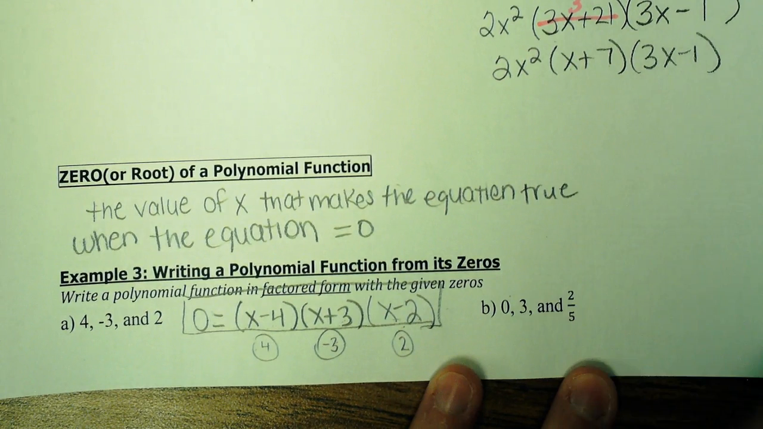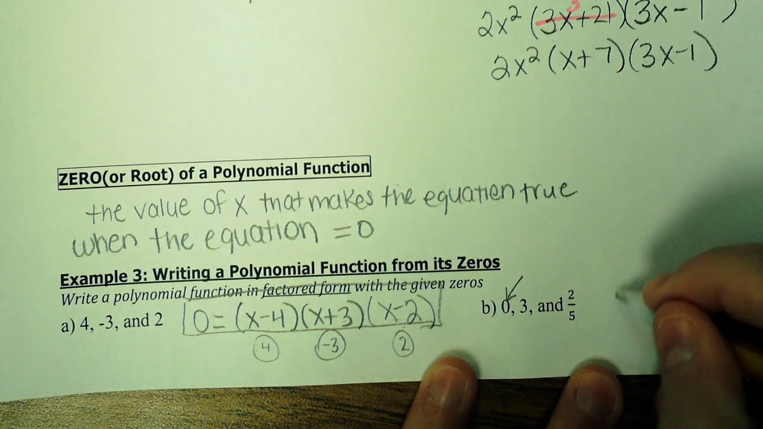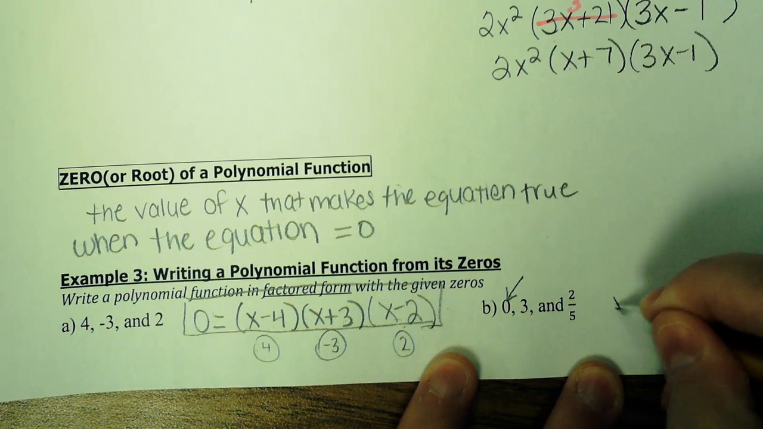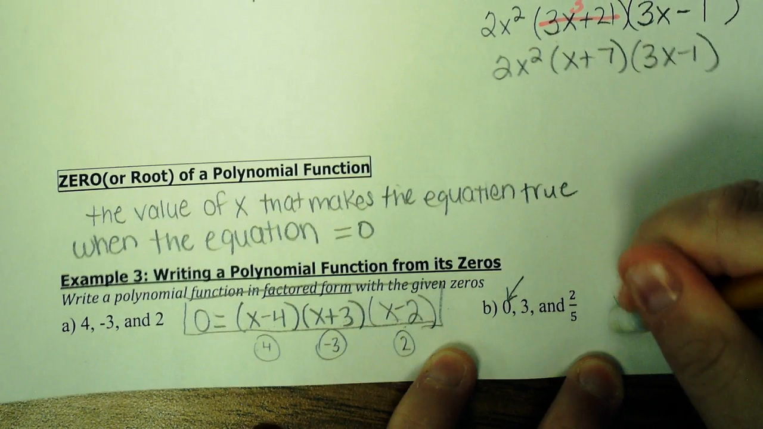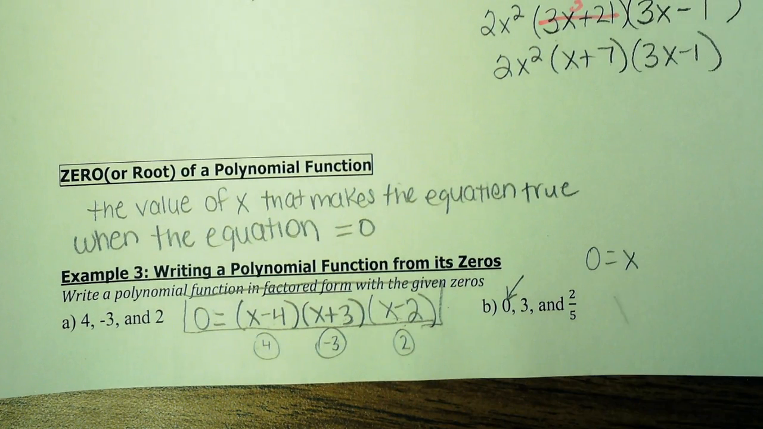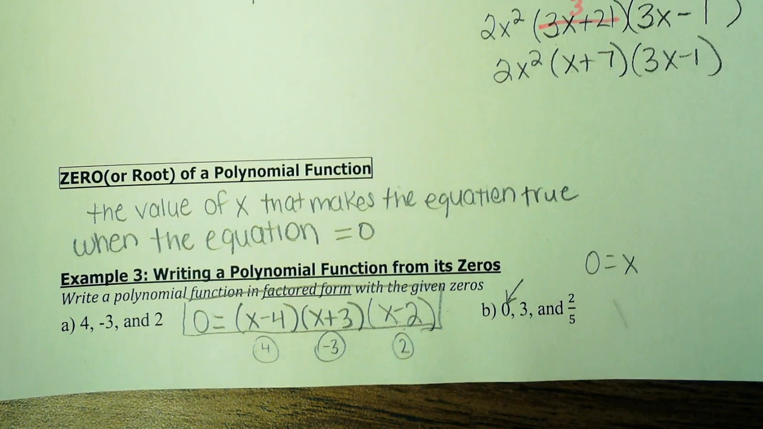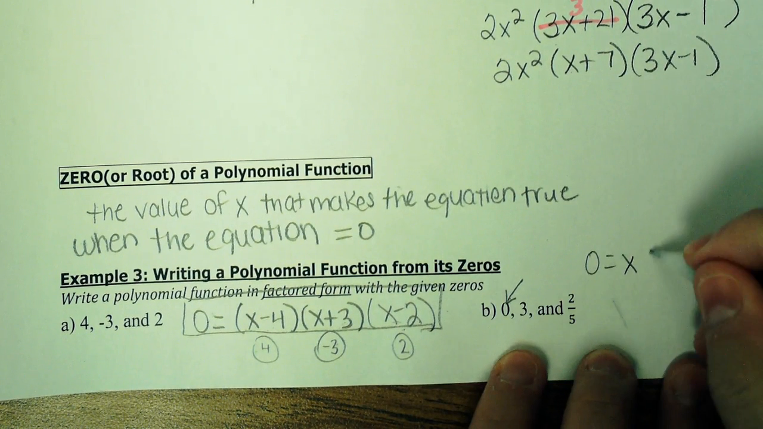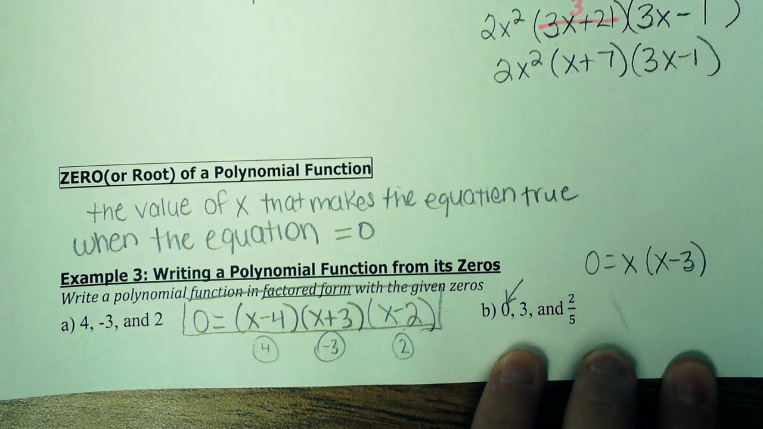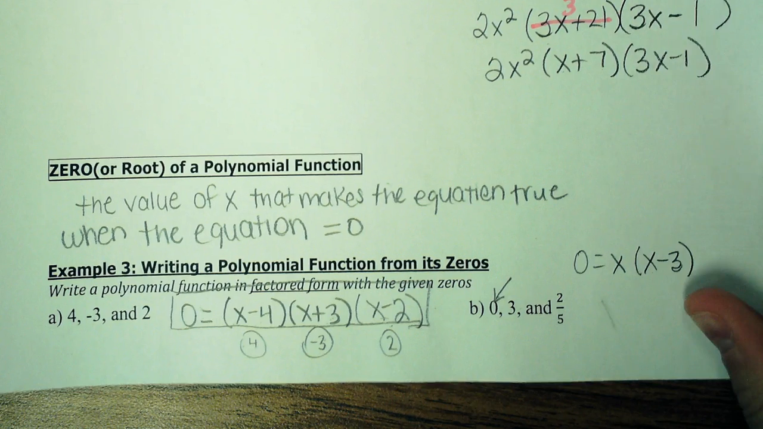Okay, let me show you how to work these. If 0 is one of your answers, you can literally just represent that. Let me start off by writing an equation. 0 equals, just put an x. That's it, because if I plug in 0 right there, it's going to wipe out whatever I multiply it by. Now I've got a 3, so it'd be x minus 3.